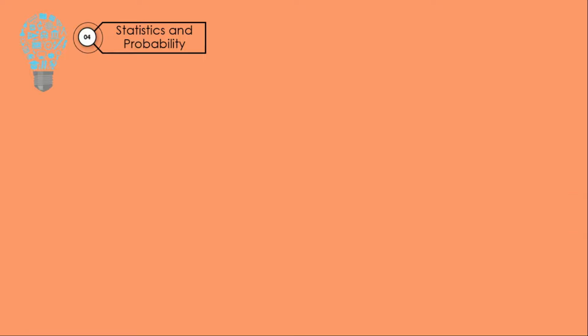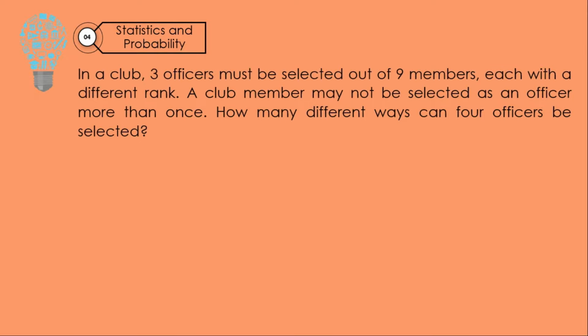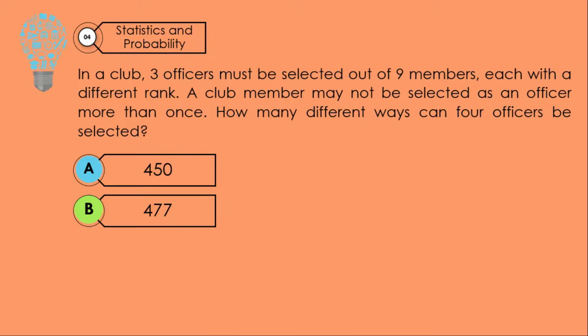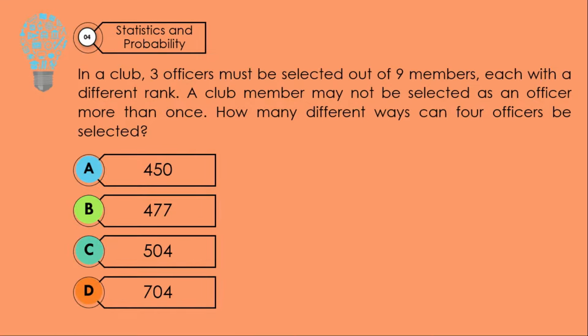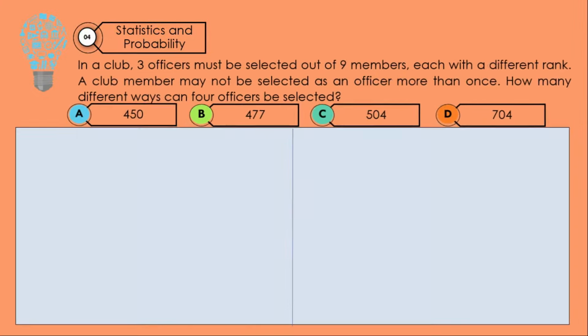Moving on to the second problem. In a club, 3 officers must be selected out of 9 members, each with a different rank. A club member may not be selected as an officer more than once. How many different ways can 4 officers be selected? A. 450, B. 477, C. 504, D. 704. This problem is about counting the possible number of scenarios, or let's say number of permutation.